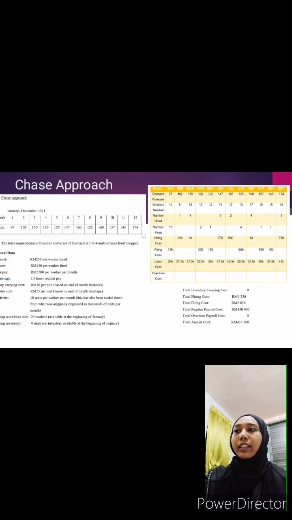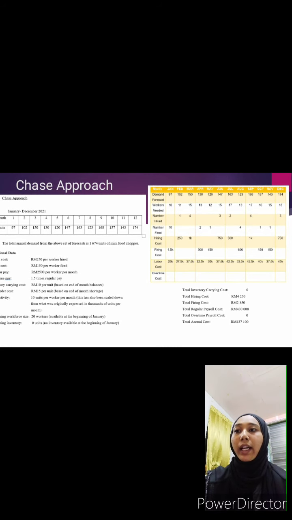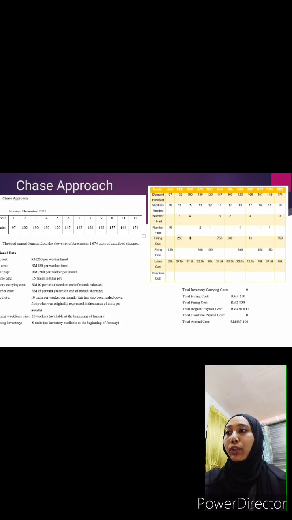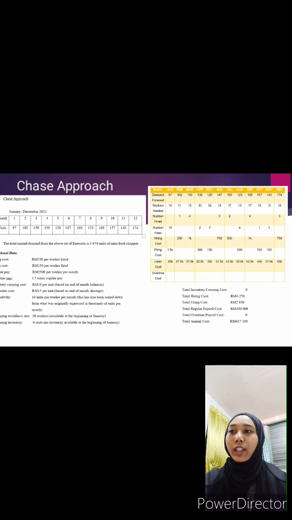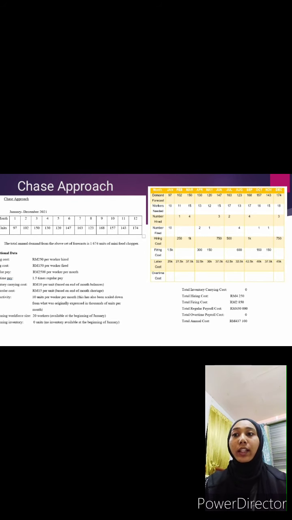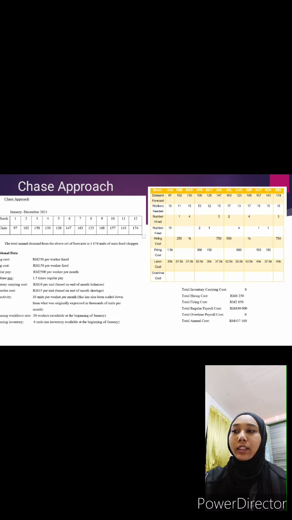So next, in chase approach, we have hiring cost. So for this value we refer to the number hired above, which is 1. Next, go to the additional data, hiring cost, which is 250 per worker hired. So 250 we multiply by 1, then we get 250.